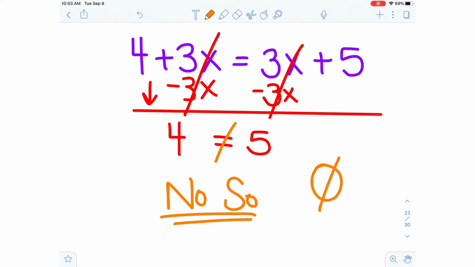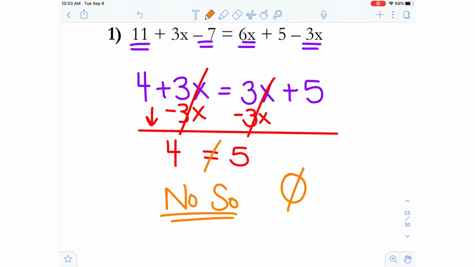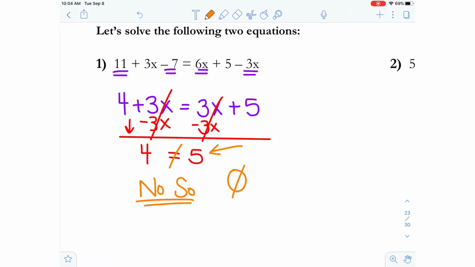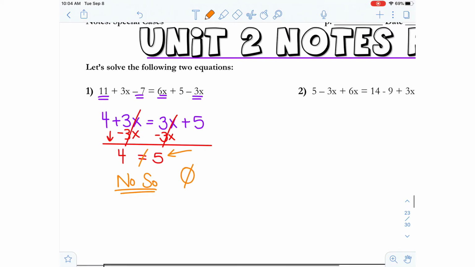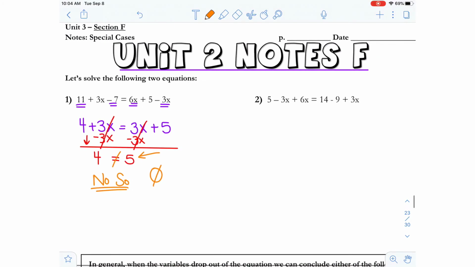The reason it's a no solution is because all of the variables dropped out. There's none left, and I got a false statement at the end. In this situation, I have a no solution. There is no value of x that could possibly make this equation true. Let's take a look at number 2.